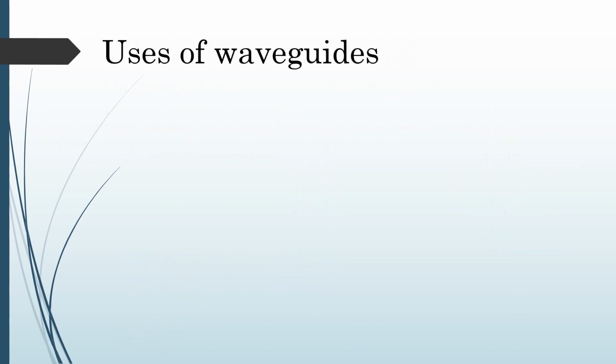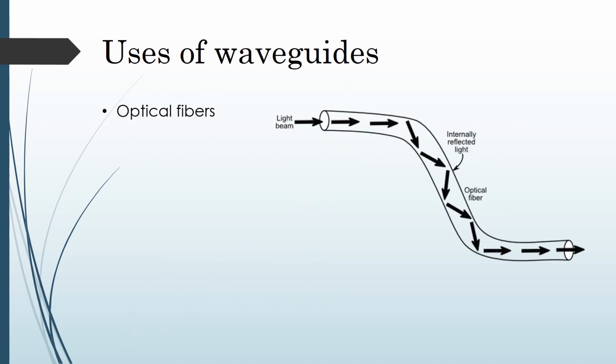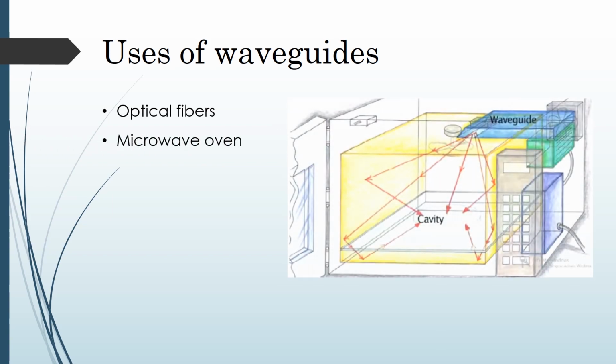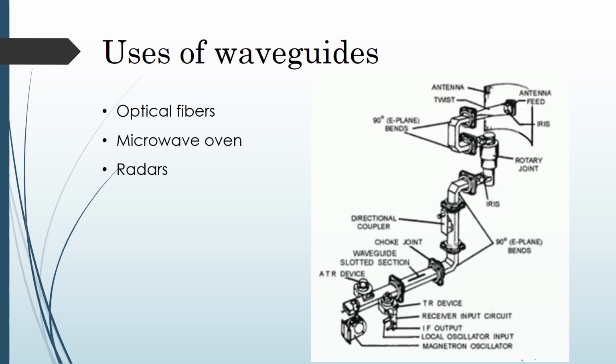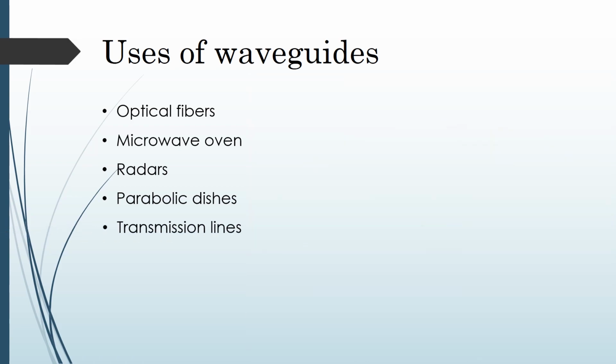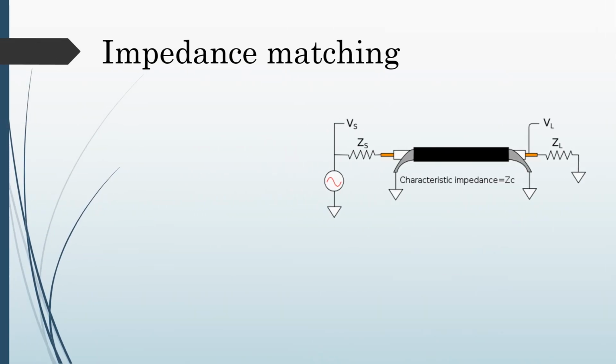Next, we look at the uses of waveguides. The most common ones are optical fiber that transmits light and signal for long distance with low attenuation and wide usable range of wavelengths. Waveguides are also used in microwave ovens where it transfers power from the magnetron to the cooking chamber. In radars, waveguides are used to transfer radio signals to and from the antenna. Parabolic dishes commonly use rectangular and circular waveguides to connect feed from their dishes to the receivers. Other examples include transmission lines and various scientific instruments.